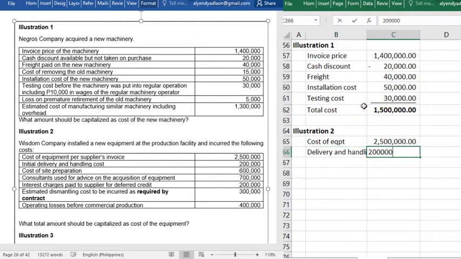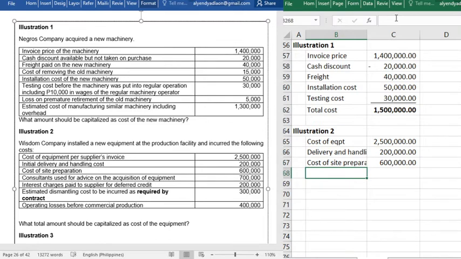Initial delivery and handling cost amounting to 200,000. Next, cost of site preparation. So of course, you are to prepare the site of the machinery, and since it is directly attributable to the machinery, therefore we have to add the cost of site preparation. Next, consultants used for advice on the acquisition of equipment. Of course, this is included.